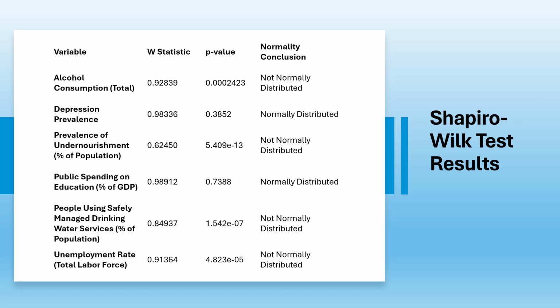I decided to run a Shapiro-Wilk test on these just to see which ones were representative of a normal distribution and which ones were not. The only two that were normally distributed are depression prevalence and public spending on education. The other four do not meet the requirements.